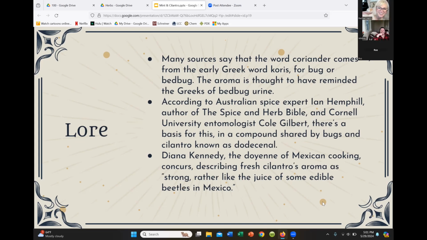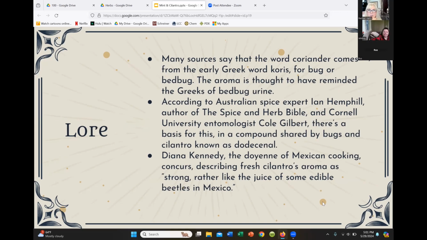Okay. So then we have an Australian spice expert who said that it makes sense because there's a compound in some bug urine, especially bed bug urine, which is the same compound that we found in cilantro called Dioscorides. And then Diana Kennedy, a really well-known Mexican chef and cookbook author, said that makes sense because it smells like a lot of the juice from crunching edible beetles in Mexico. So a lot of crunched up beetles smell like cilantro, I guess.